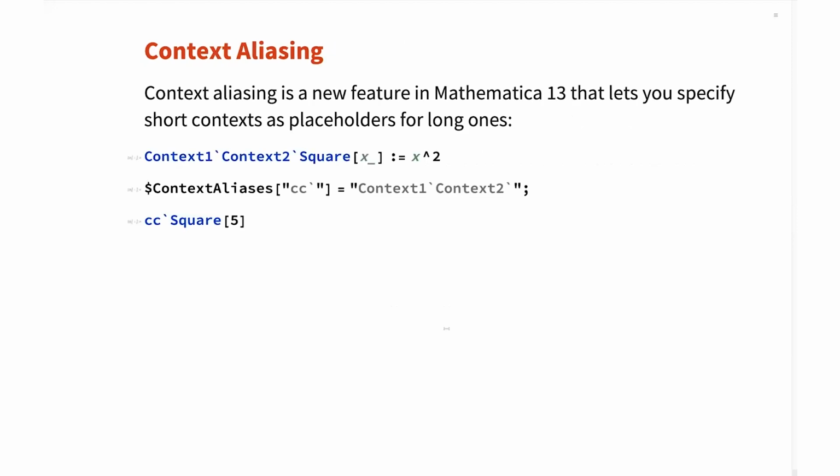So there are various techniques for handling this. One is context aliasing, which was a new feature in Mathematica 13, and I think people should understand it. If I'm defining some function with a long context name, I can, in this line, assign a context alias of CC backtick, which is basically a short form for that long context. So then I can call CC backtick square of 5.